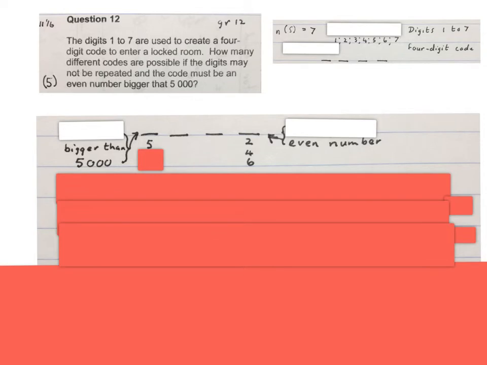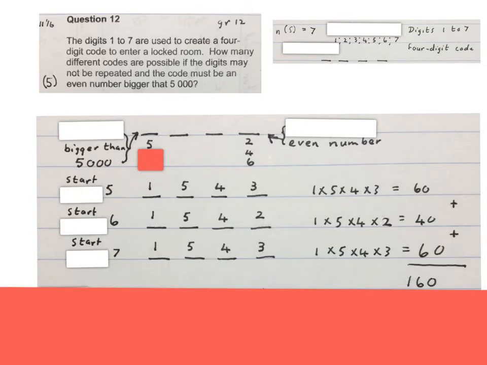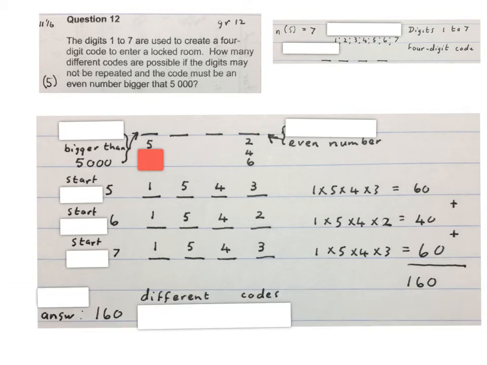So now I just closed everything for a moment. And at the end, we add all these numbers and we get 160 possible codes that will work. So there will be 160 different codes that will be even numbers, that will be bigger than 5,000, and they will all be different, that will work on this locked room.